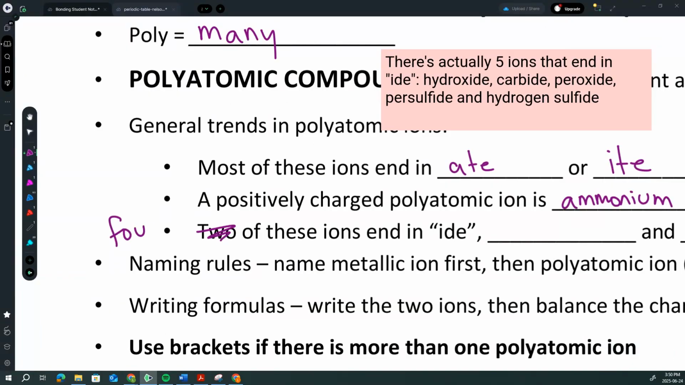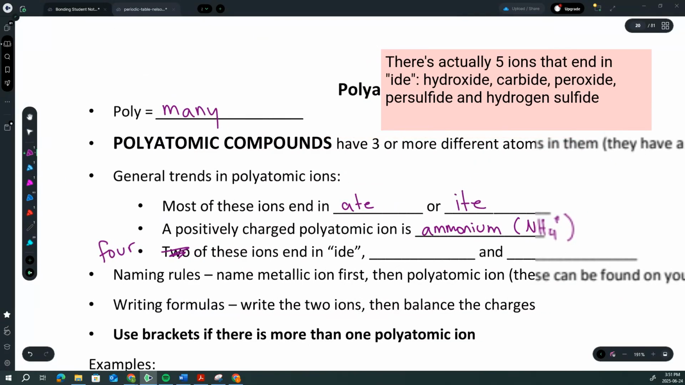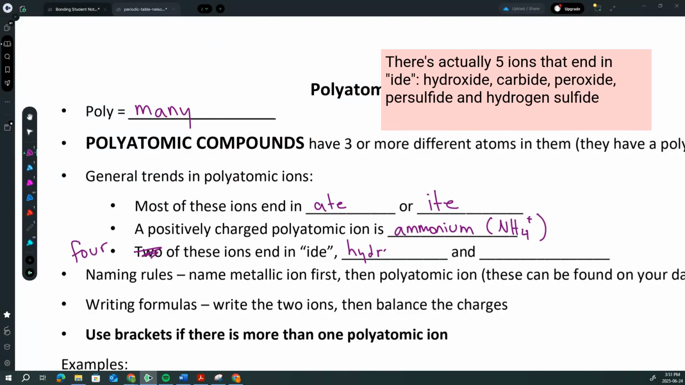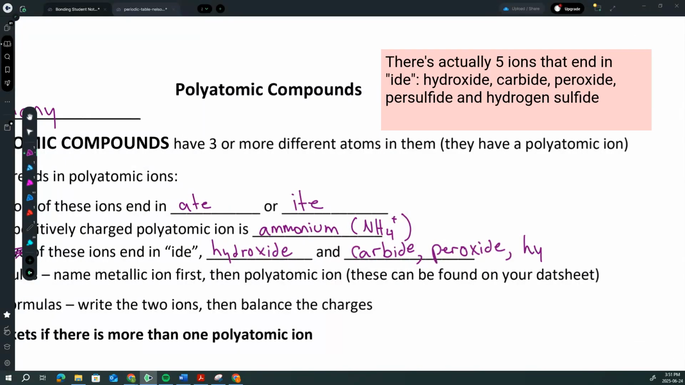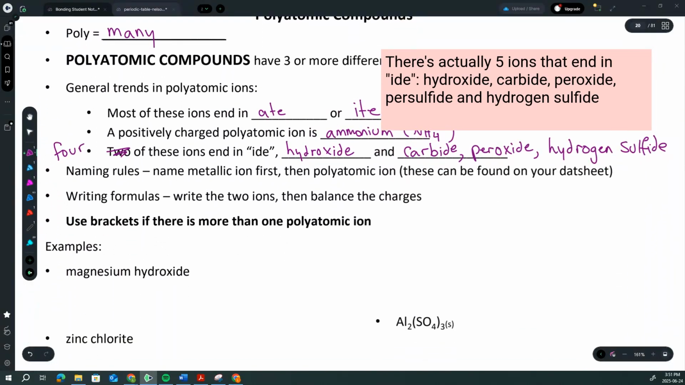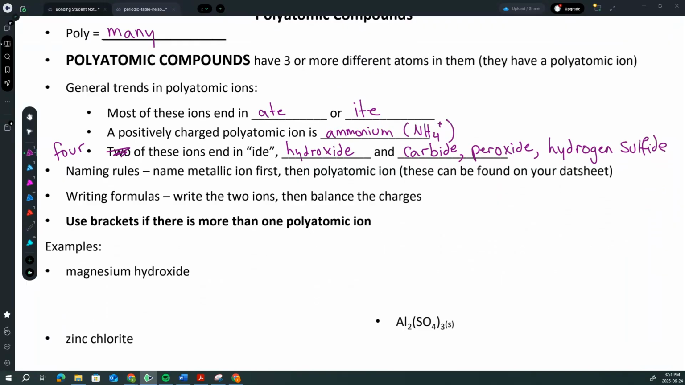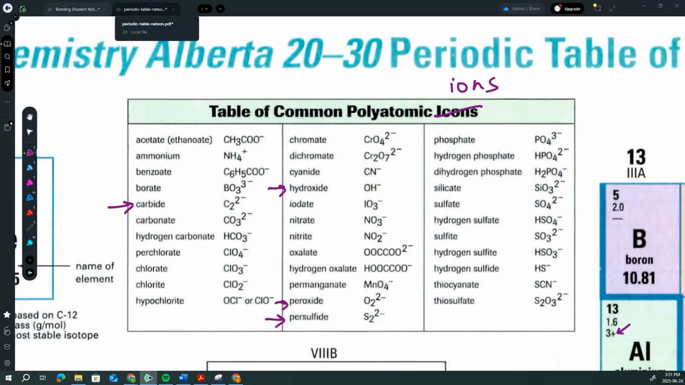Okay, so let's fix these. So there's 4 of these ions that end in ide. So hydroxide, carbide, peroxide, and hydrogen sulfide. So for naming rules, make sure you name the metallic ion first, then the polyatomic ion. So those are the ones that can be found on your periodic table. They're right here.